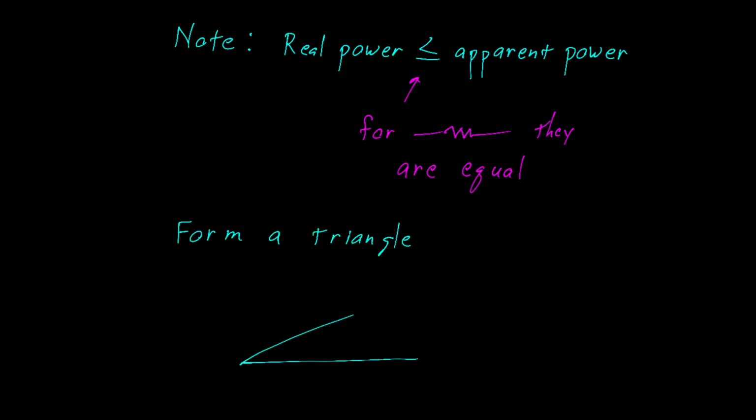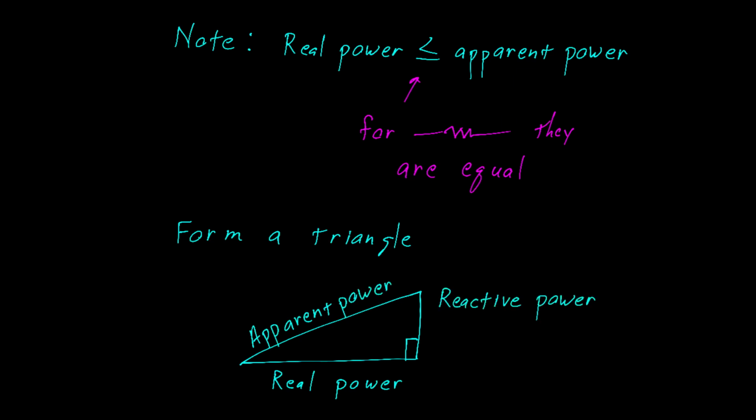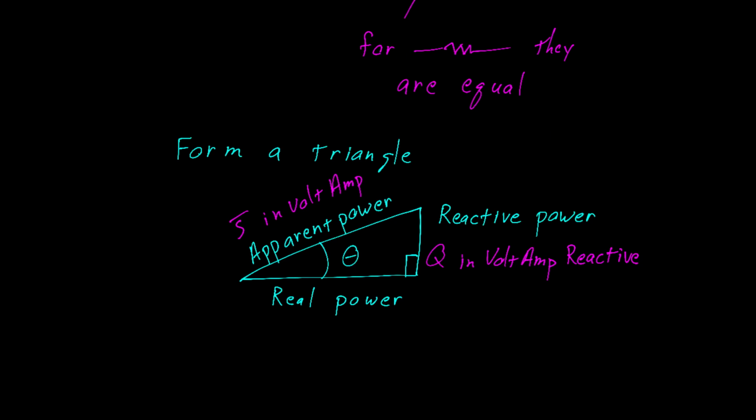We can think of this as a triangle, where we put real power on the base and apparent power on the hypotenuse. Turns out that it's reactive power off to the side, and we'll put angle theta here. As far as units are concerned, we have the vector S as apparent power with units of volt amps. We have Q for reactive power with units of volts amps reactive. And on the base, we have P for real power, which is measured in watts. Again, S is a vector. It now has magnitude and direction.